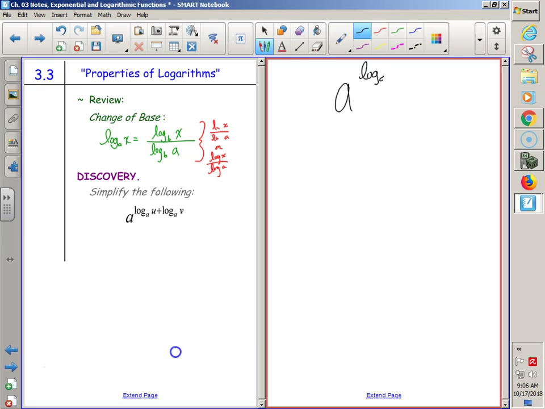A log base a. Well, do we dislike the base, though? I think I like the base. What's true about the bases right now? They're all the same.